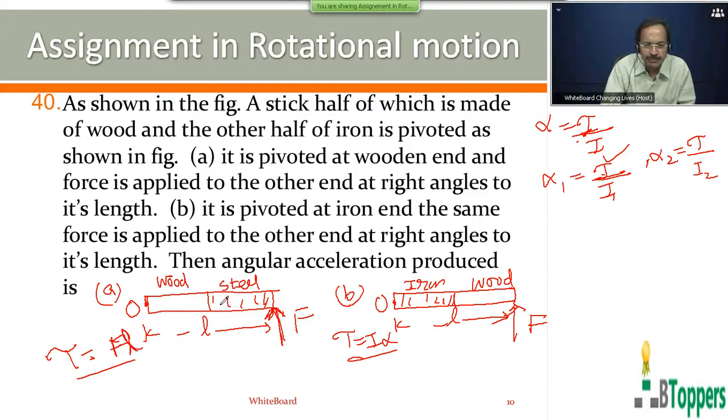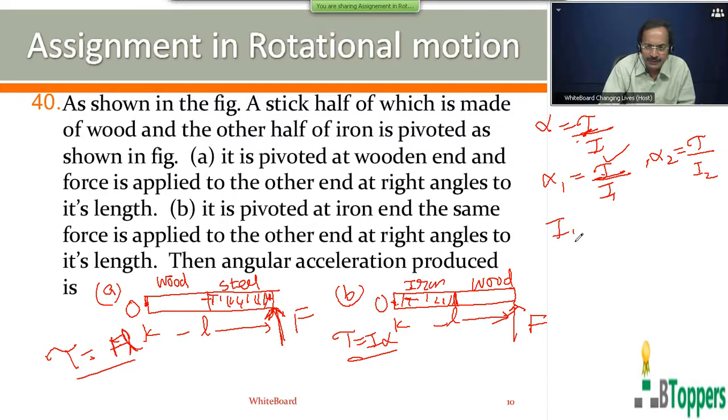So obviously, the half of the stick containing the steel or iron part will be heavier compared to the wooden part. So the mass of the iron or steel part is more than the mass of the wooden part of the stick. So in the first case, more mass is concentrated farther from the axis compared to the second case. In the second case, the iron part is nearer to the axis. That means more mass is concentrated nearer to the axis of rotation in the second figure, whereas more mass is concentrated farther from the axis in the first case.